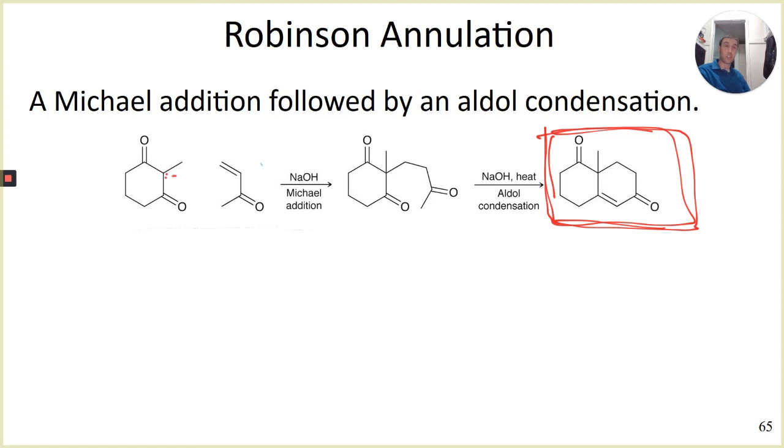We have the potential for that strong negative there, again with the base. That can attack our process. We can move out. We're going to draw our product of that.